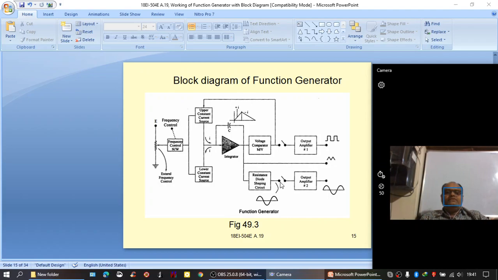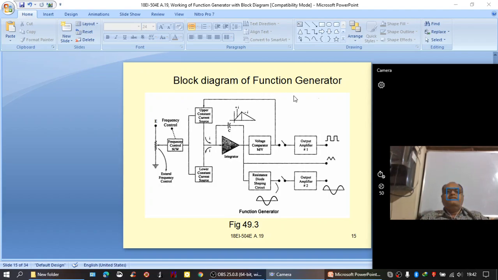By closing this switch here, switch 2, this sinusoidal signal is given to the output of amplifier 2, and you can take the output here. Similarly, by closing switch 1, S1, the output of the voltage comparator multivibrator, that is a square wave, is applied to output amplifier A1, and the output is made available. So is that clear?